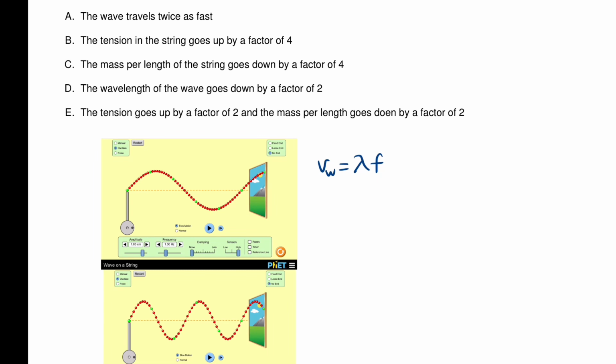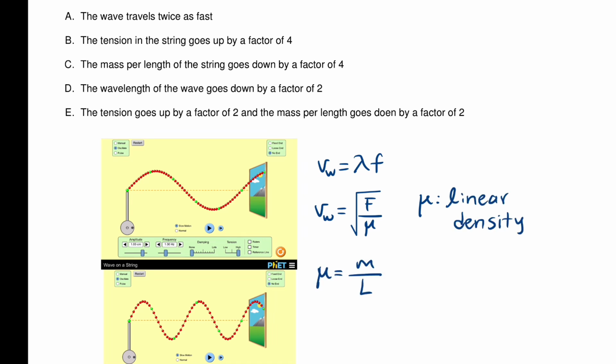There's another one that I want you to have because you need to use it for your question work. The speed of a wave is equal to the square root of the tension force, normally written as tension, divided by mu. This is the Greek letter mu. I know we use that for coefficient of friction, but we ran out of Greek letters. In this case, mu is called the linear density, and it can be found mathematically by dividing the mass of the string by the length of the string.